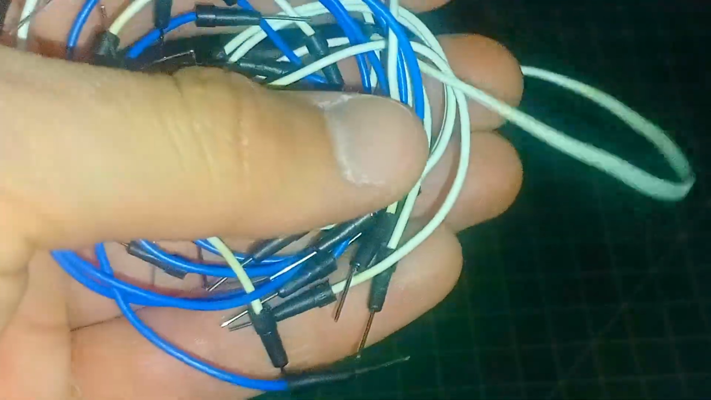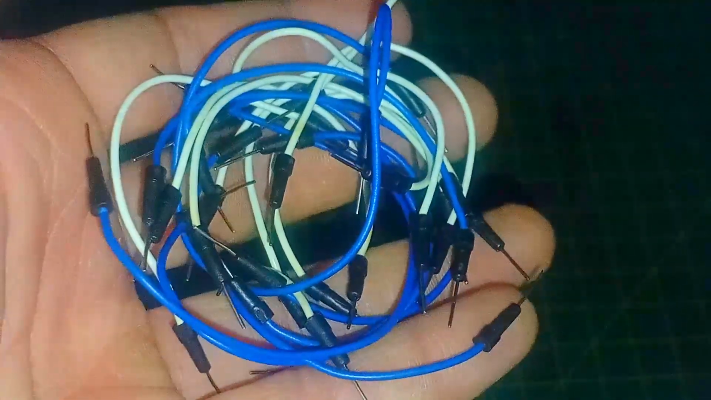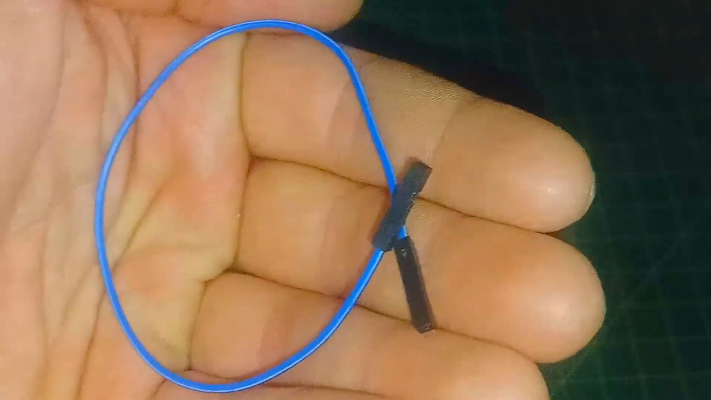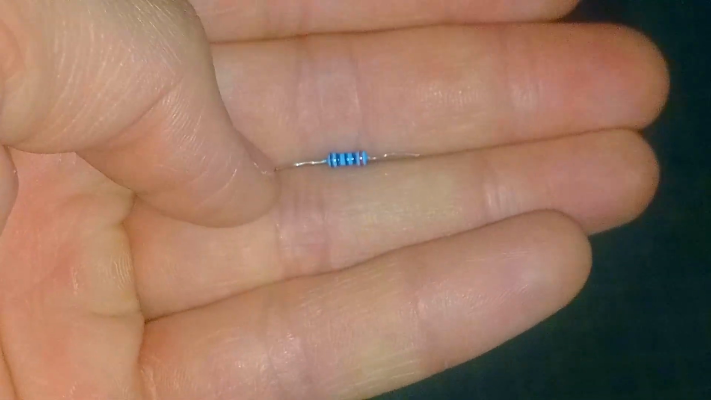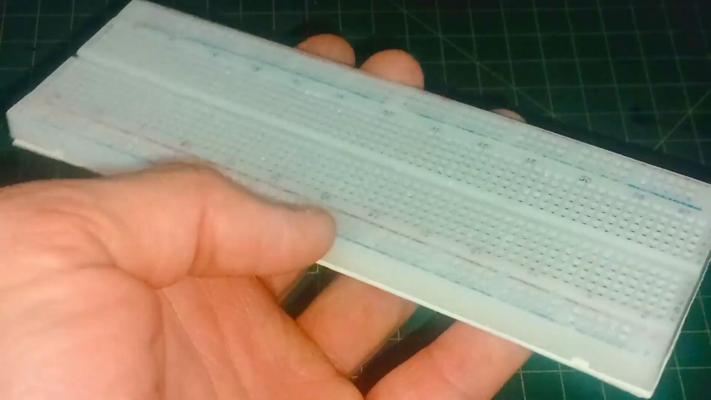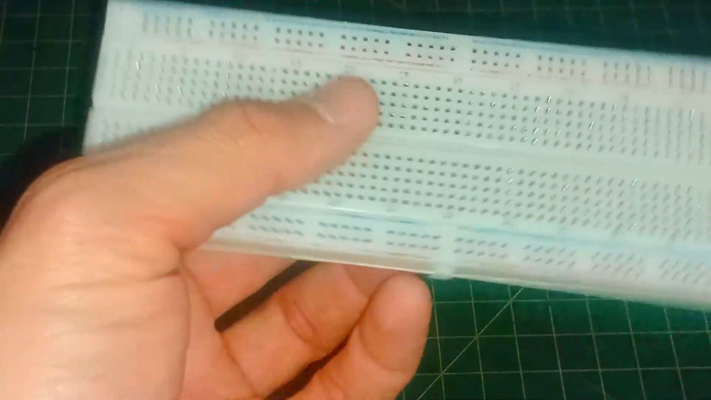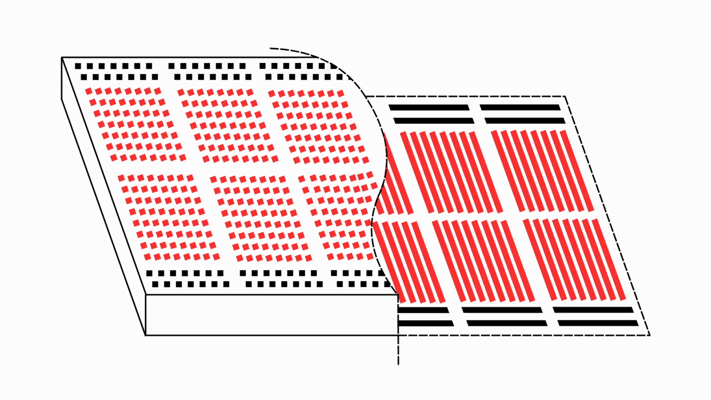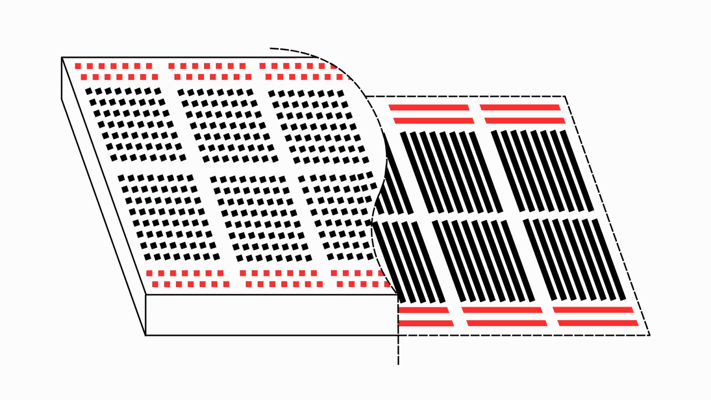Number 2. Jumper wires, small wires used to connect components on a breadboard. You'll find male to male, male to female, and female to female types. Number 3. Resistor. Resistors limit current and control voltage in a circuit. They protect components like LEDs from receiving too much current. Number 4. Breadboard, a solderless prototyping board. You insert components and wires into holes that are electrically connected inside. Rows in the middle are connected vertically. Power rails on the sides are connected horizontally.